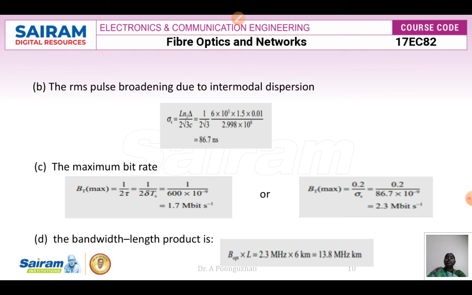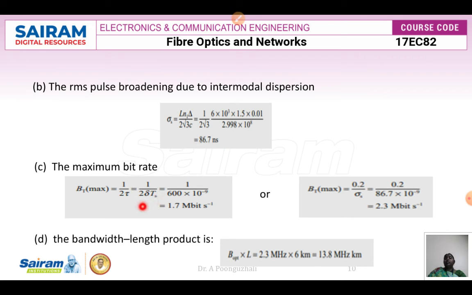RMS pulse broadening is sigma s equal to L n1 delta by 2 root 3 c. So with the 1 by 2 root 3 factor, the remaining values are L is 6 into 10 power 3, n1 is 1.5, delta is 0.01, c value is 3 into 10 power 8, and that gives 86.7 nanoseconds. That is the pulse broadening that we get due to intermodal dispersion.